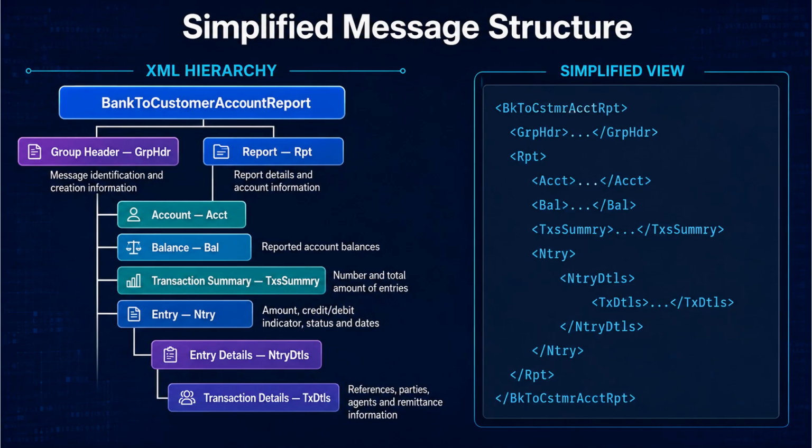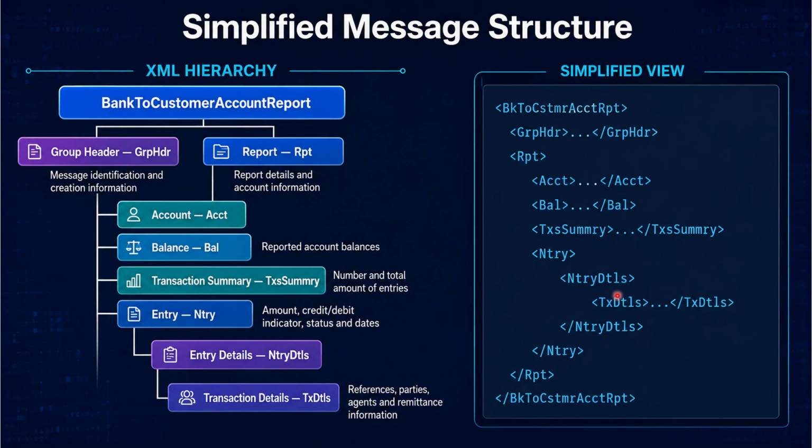Simplified message structure. Now let's look at a simplified camt.052 structure. At the top is Bank-to-Customer Account Report. Under it, the group header contains message identification and creation information. The report section contains the account report itself. Within the report are elements such as account, balance, transaction summary, and entry. The entry element can contain entry details, which can then contain transaction details. Transaction details may provide references, parties, agents, and remittance information.